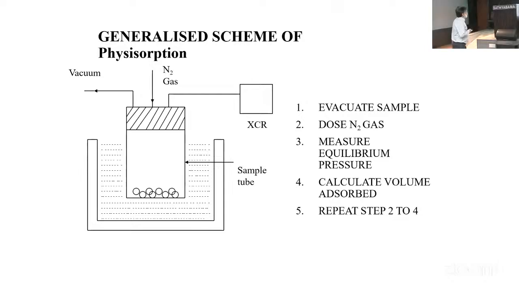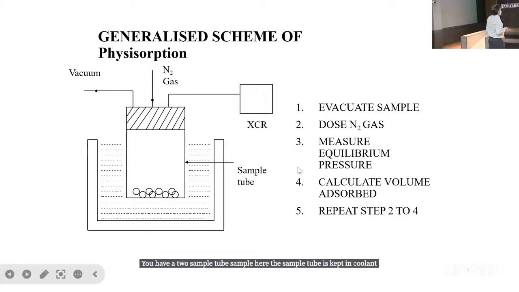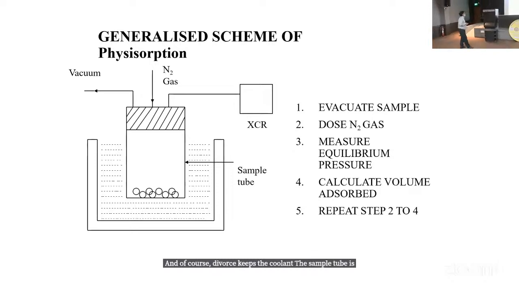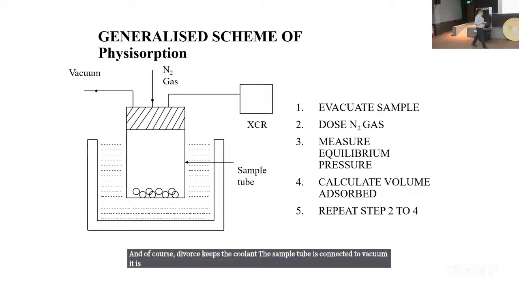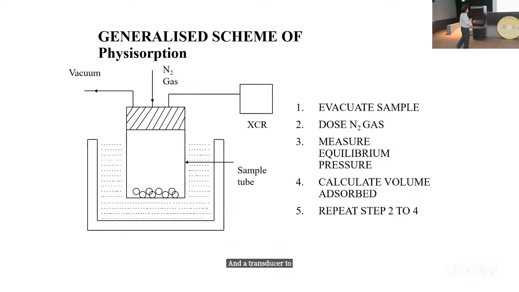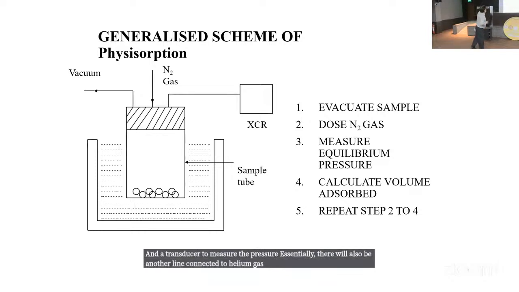You have a tube, sample here. The sample tube is kept in coolant, okay? And of course, a Dewar, which keeps the coolant. The sample tube is connected to vacuum. It is connected to the gas which will be adsorbed, known as adsorptive. So if it is nitrogen gas that we are adsorbing, nitrogen will be the adsorptive here. And a transducer to measure the pressure. Essentially, there will also be another line connected to helium gas. I don't know why I missed that.